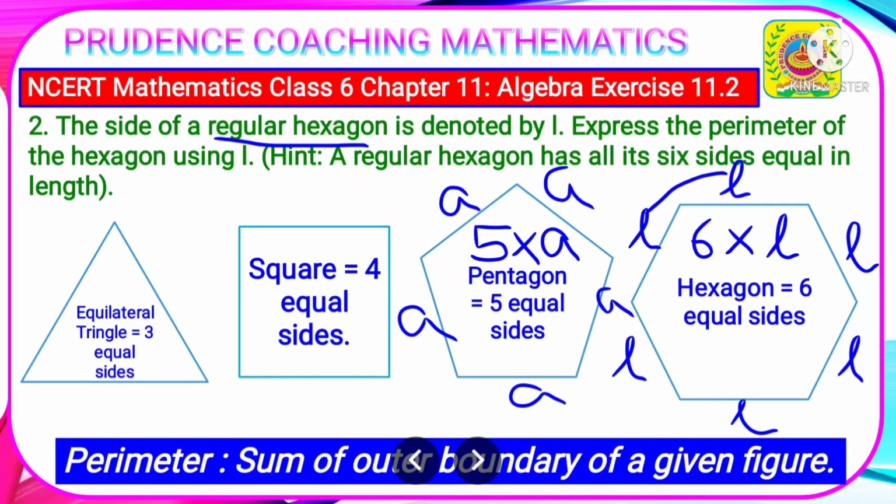Next we have a square. Let us assume each side of the square to be B. If we add all these 4 B's, you will get the perimeter of this particular square, as a square has 4 equal sides. So 4 is the number of sides into B, that is the length of each side. Another example we have is the equilateral triangle, and we know all the sides of an equilateral triangle are the same in length. So let us assume it to be A. If we add 3 times A, you will get A plus A plus A, that is equal to 3A. So 3A is the perimeter of this particular equilateral triangle.